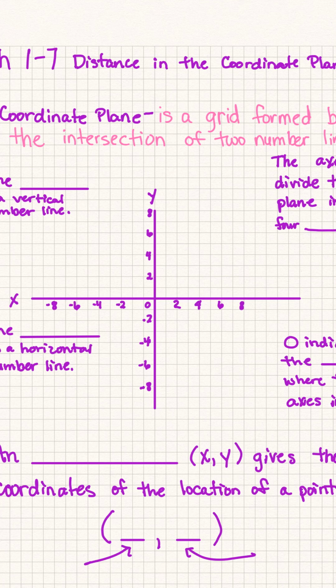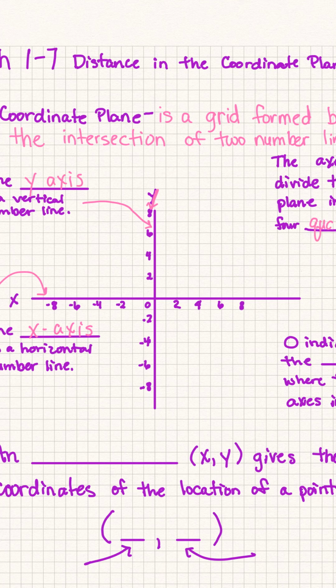So the first thing I want you to identify is the y-axis. It is a vertical number line. Okay. The x-axis is a horizontal number line. I think of this as the y has a line that goes down, and so does the y line. The axes divide the plane into 4 quadrants.